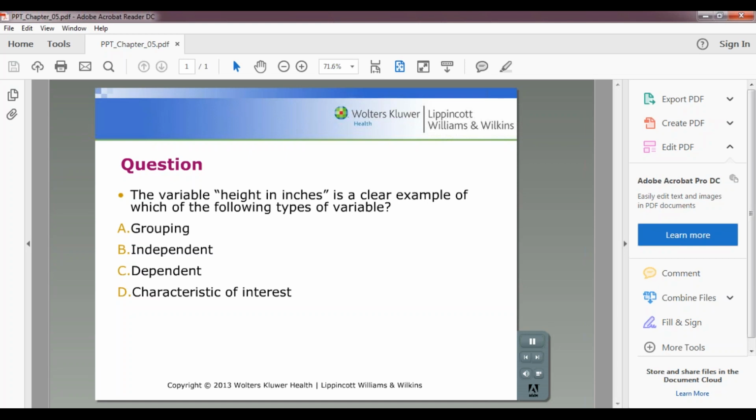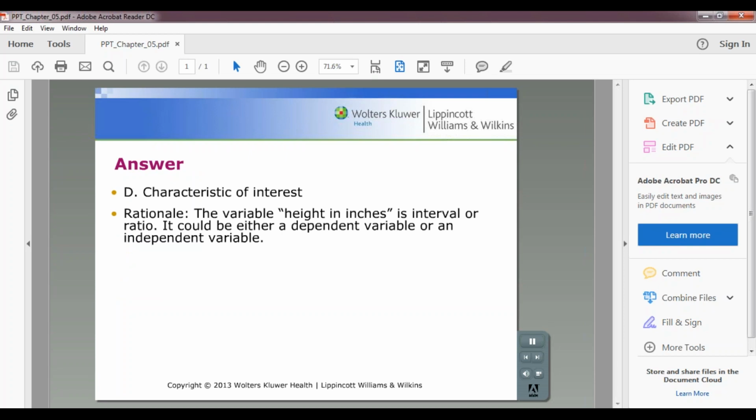They use that term, but it is this characteristic of interest. Variable: height in inches, interval or ratio. It could be either dependent variable or independent. Lovely to say it that way, but it can essentially be used as both.